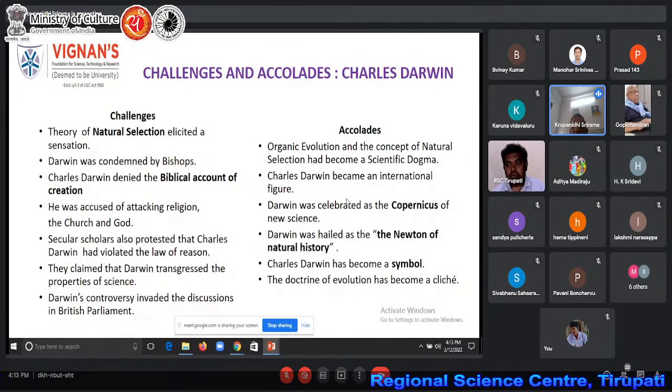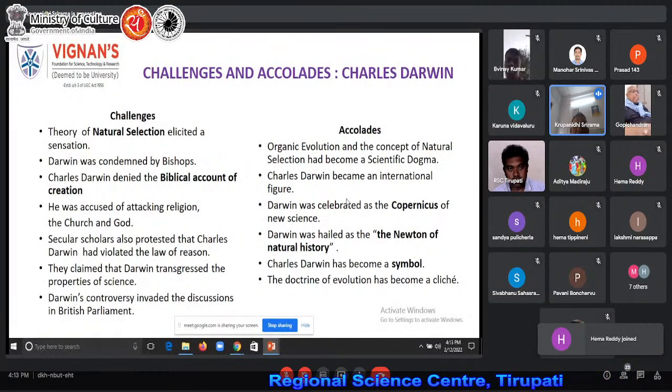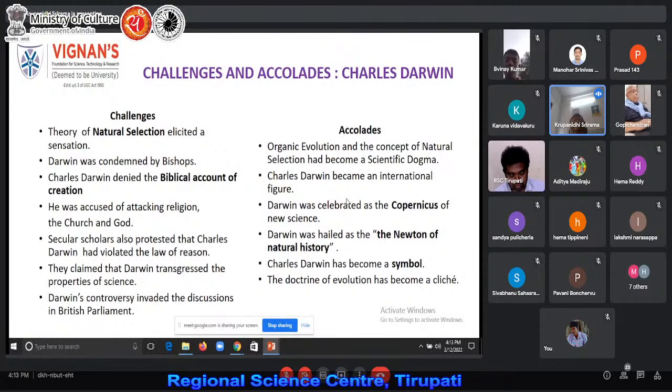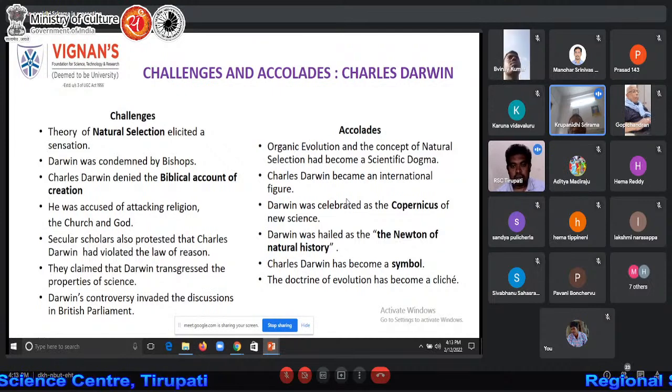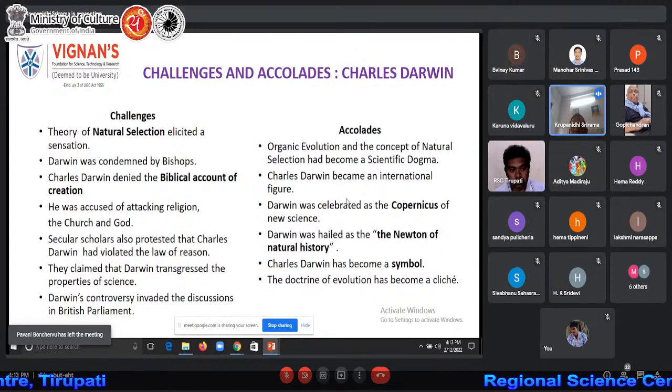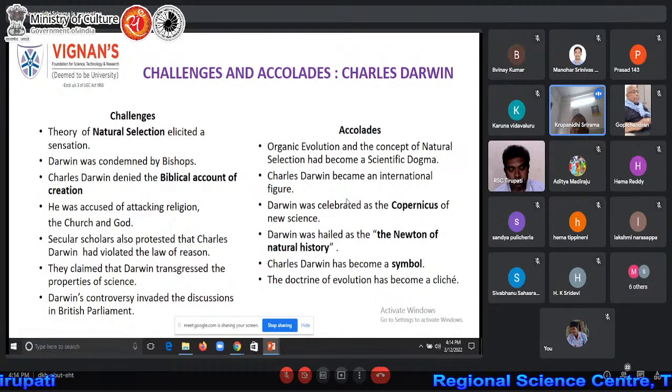Darwin was celebrated as the Copernicus of new science. So Copernicus and Aristotle were dictating the science, were dictating everything. Whatever they said needed to be followed, those were the days. So now Darwin was celebrated as the Copernicus of new science. Darwin was hailed as the Newton of natural history for all the accolades. Charles Darwin has become a symbol now. Now everyone speaks of the biochemical component of Charles Darwin's theory and the genetic component and ecology relating to Charles Darwin's theory. So several theories have come here to become a symbol now. The doctrine of evolution has become a favorite aspect called collection.